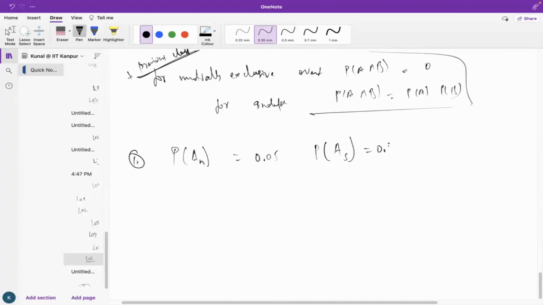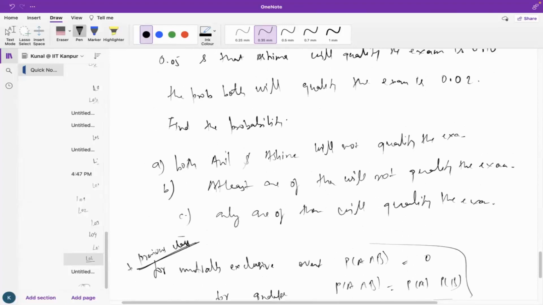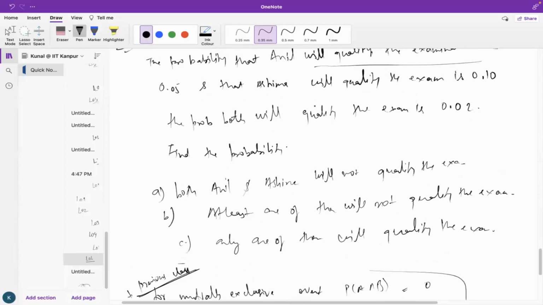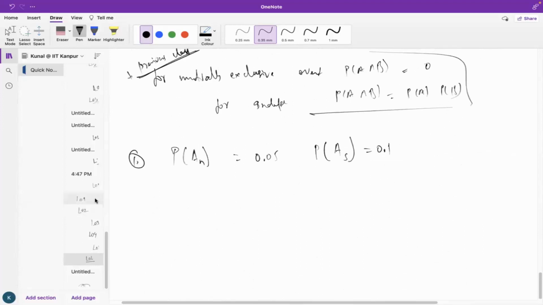She has a high chance to pass. Okay, the girl Asima has a high chance to pass the exam as compared to Anil. And what is the next thing given? The probability that both will qualify, probability of AN intersection AS, is given as 0.02.